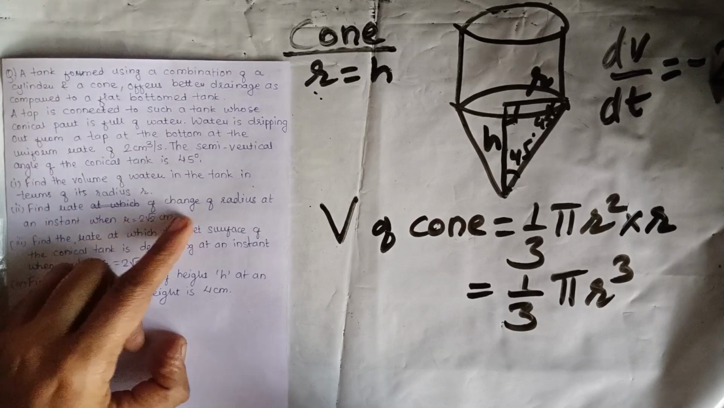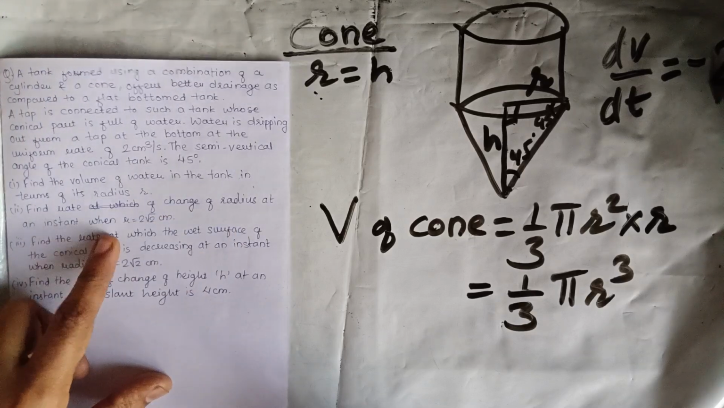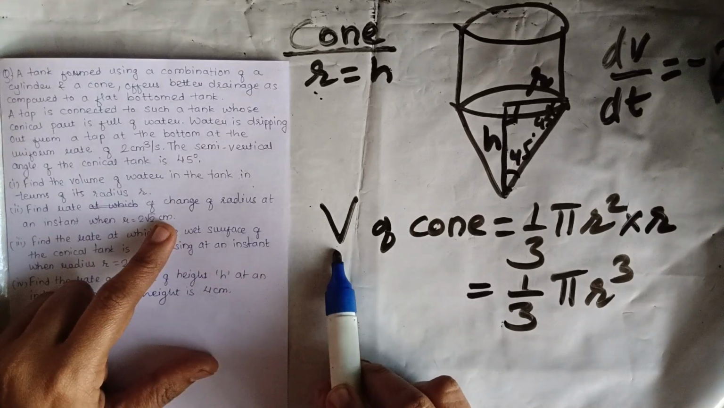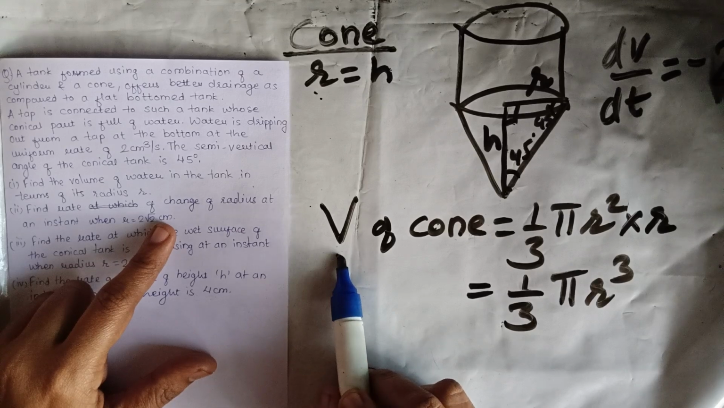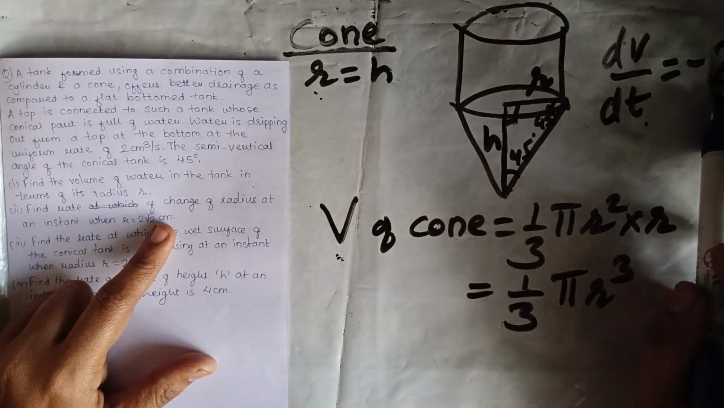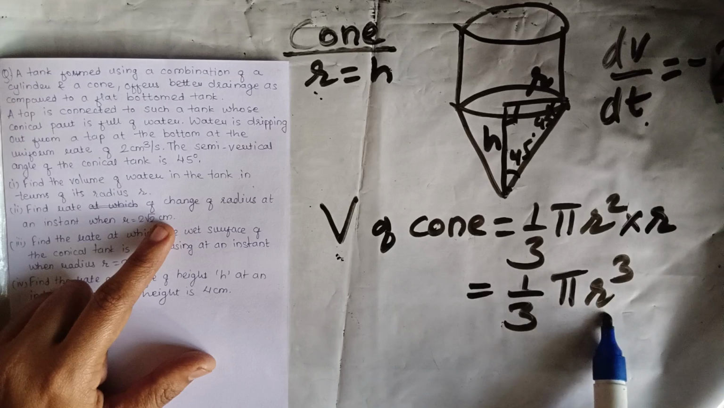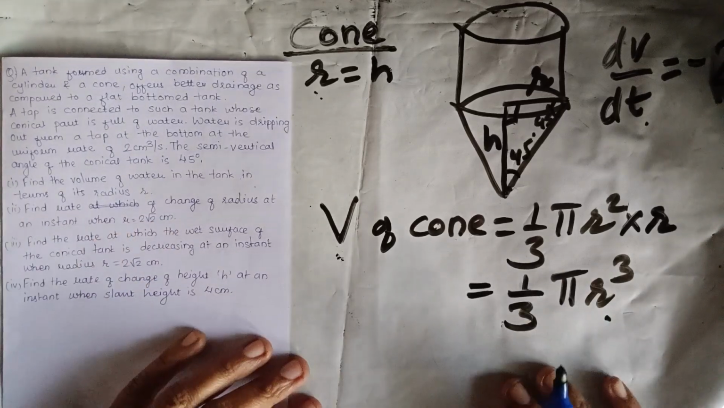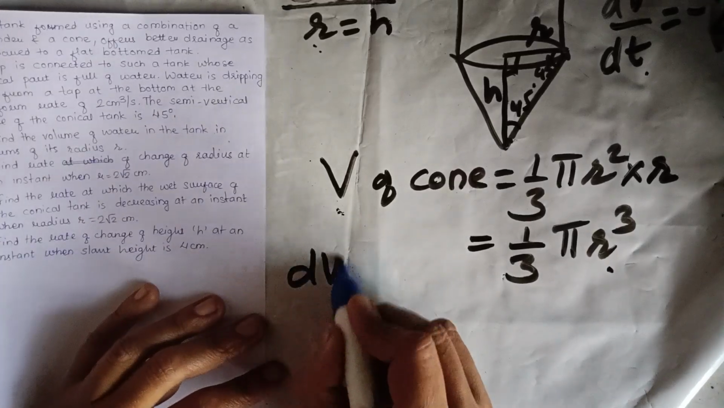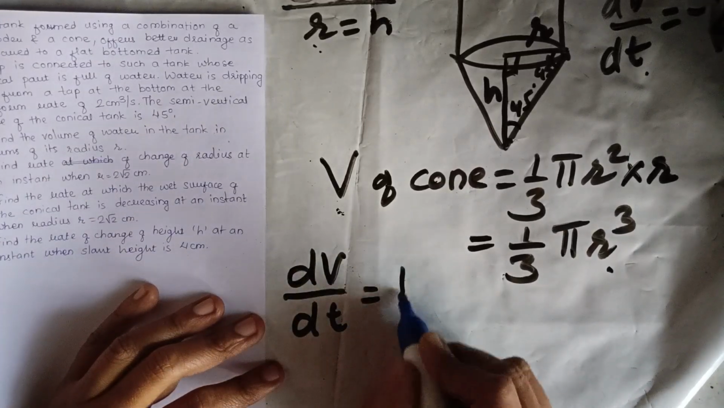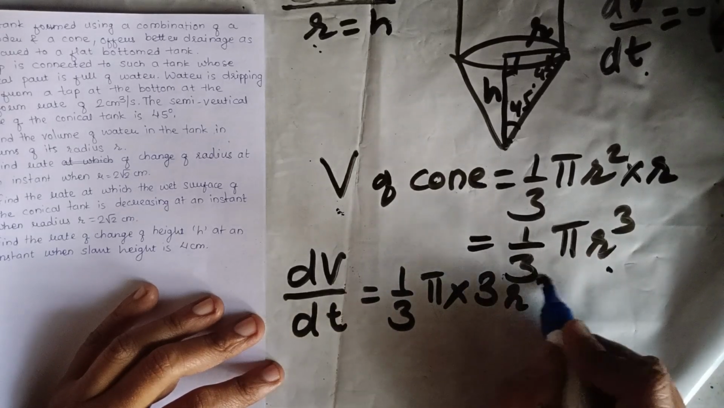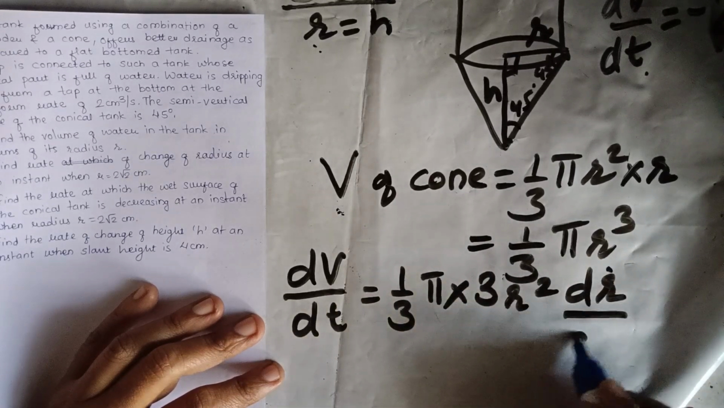Find the rate of change of radius at an instant when r is 2 root 2 centimeter. Now, if you differentiate this with respect to t, we are given this value, that is minus 2. So we can find dr by dt. Radius is 2 root 2. So differentiate: dV by dt is equal to 3 r square dr by dt.